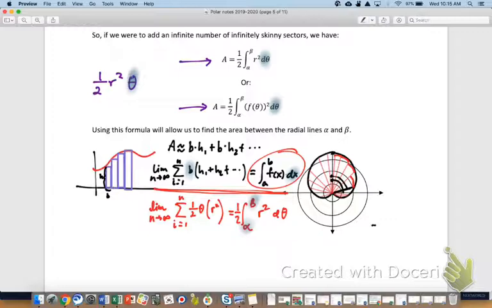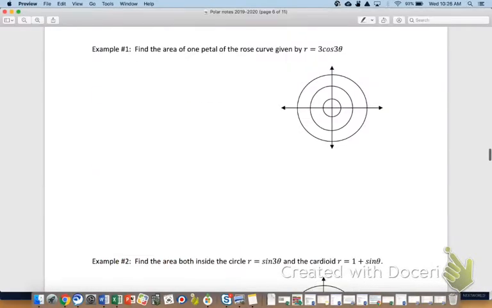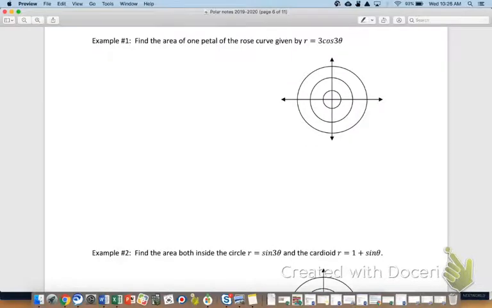Okay, cool. All right, so I think you guys are ready to try one. Here's our first example of this. It says, find the area of one petal of the rose given by r equals 3 cosine 3 theta. Wait a second. So I'm going to graph this. I think you all should graph this also. You can use your calculator if you want.